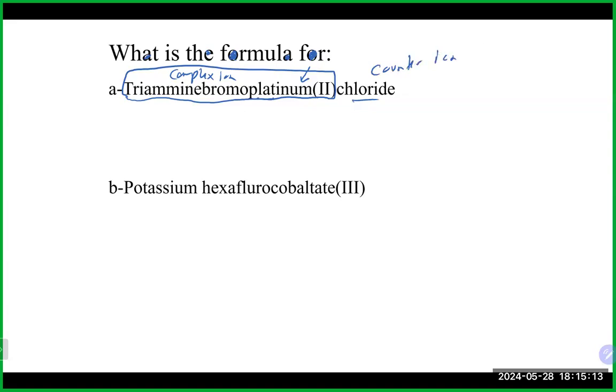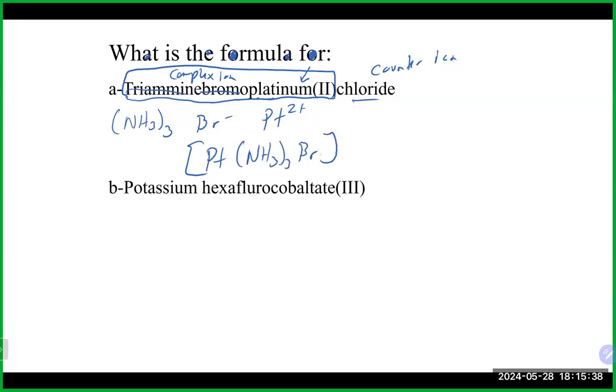So if we just get the pieces out of the name here: triammine is ammonia, and tri is 3, so I got 3 of those. Bromo is bromide, and platinum(II) is a platinum with a +2 charge. If I build my complex ion part, we'll roll with the metal, a little NH3 and a Br. I know this is -1, this is 0, this is +2. That means the overall charge on my complex ion is +1.